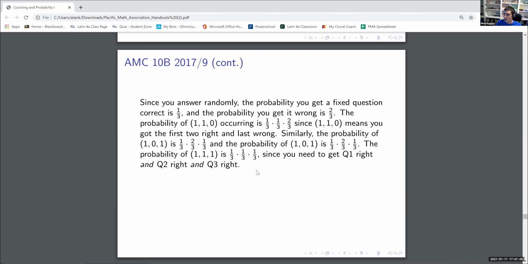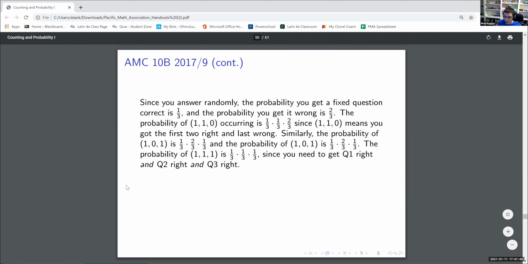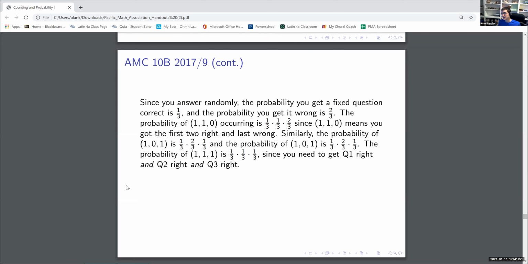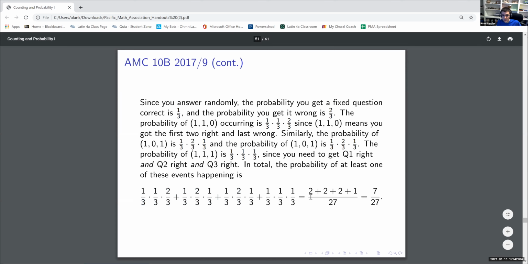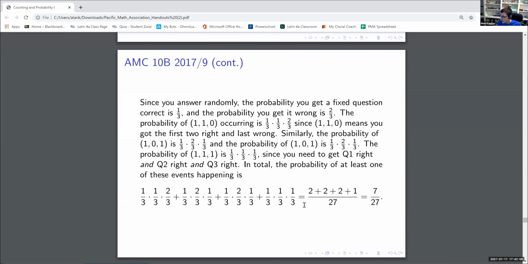Now all we need to do is say the probability of any of these situations happening is going to be the sum of all the cases. So we just add everything up. 2/27 plus 2/27 plus 2/27 plus 1/27 is 7/27 in total.